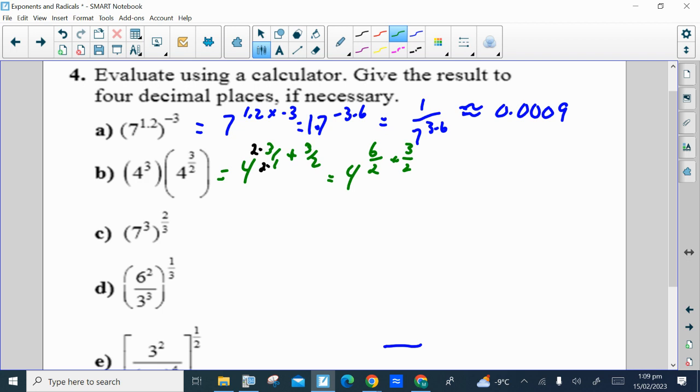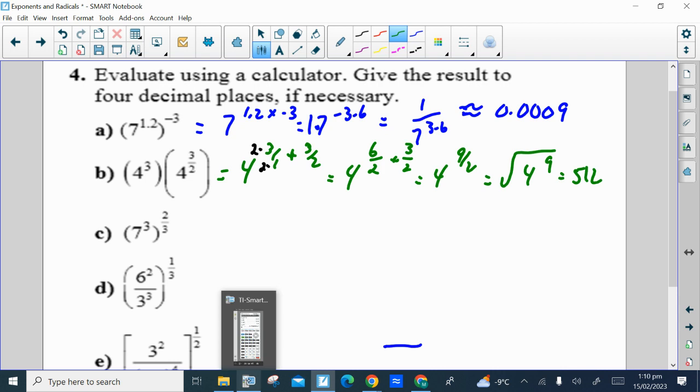Olivia, what's 6 over 2 plus 3 over 2 become? 9 over 2. And what does power 9 over 2 mean? Yeah, it means the square root of 4 to the power 9. The square root of 4 is 2, and 2 to the 9th, I think, is 512.